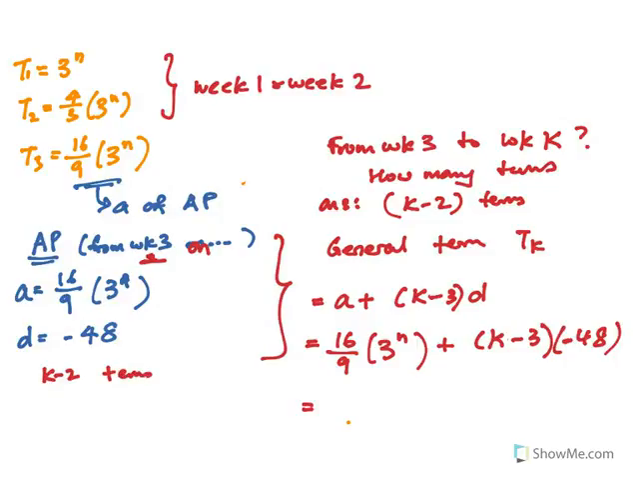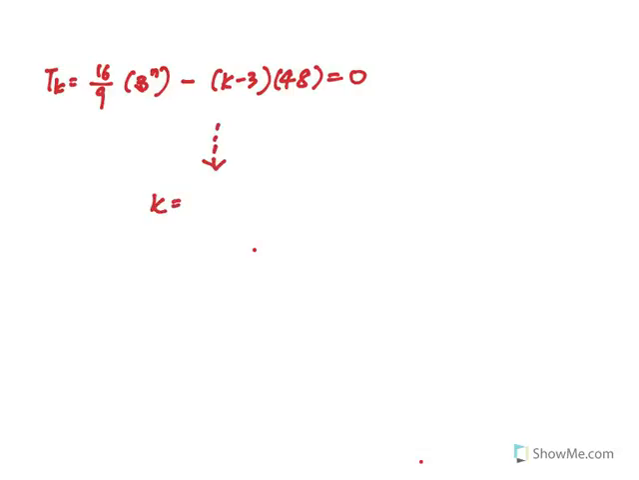So from that, we can look at our general term, and we want it to be, we remember, that there are 0 copies sold. So we want this to be equal to 0. Quickly, let me rewrite this on the next page. This means that we want 16 over 9, term K is 16 over 9, 3 to the power of n, minus K minus 3 times 48 to be equal to 0. Simplifying this, you should be able to get K equals 3 plus 3 to the power of n minus 3. So I'll just leave you to give it a try on your own.